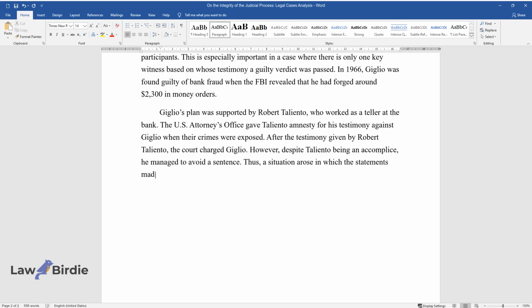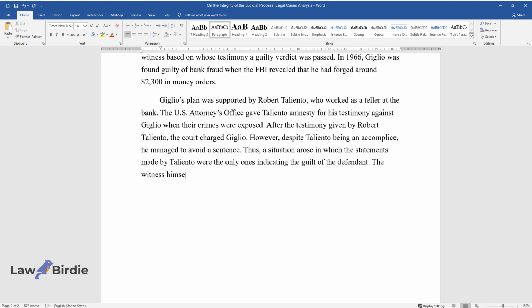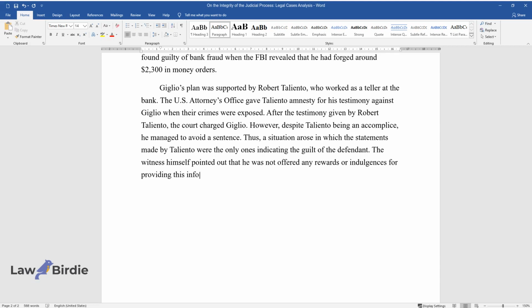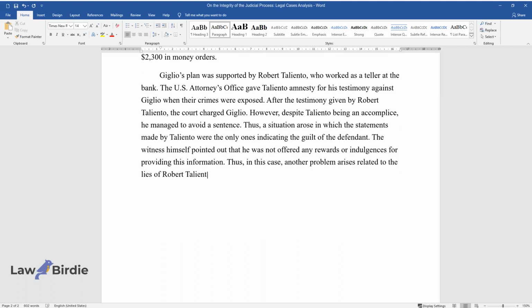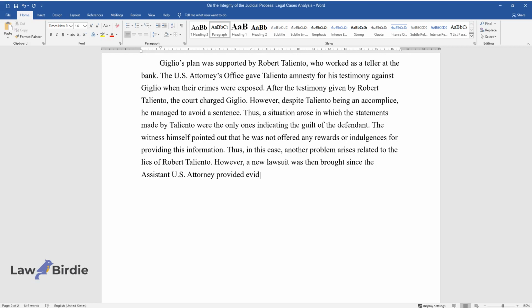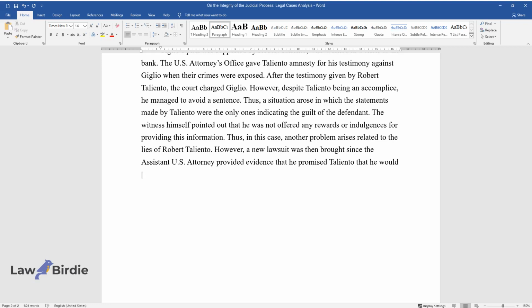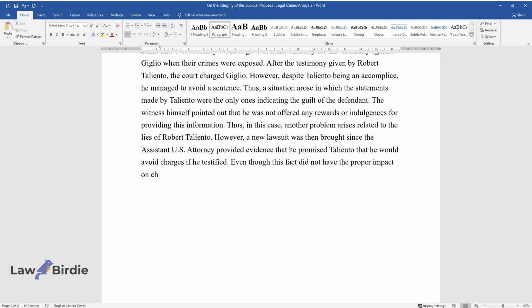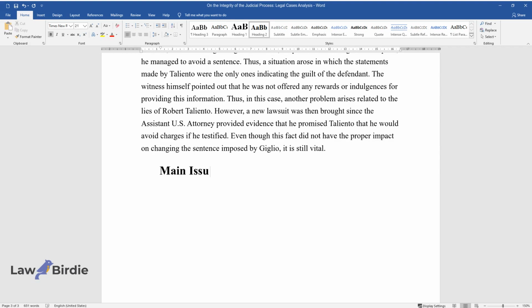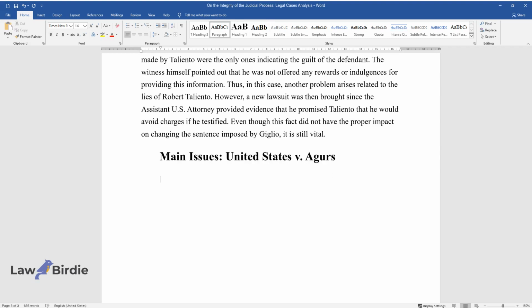Thus, a situation arose in which the statements made by Taliento were the only ones indicating the guilt of the defendant. The witness himself pointed out that he was not offered any rewards or indulgences for providing this information. Thus, in this case, another problem arises related to the lies of Robert Taliento. However, a new lawsuit was then brought since the assistant U.S. attorney provided evidence that he promised Taliento that he would avoid charges if he testified. Even though this fact did not have the proper impact on changing the sentence imposed on Giglio, it is still vital.